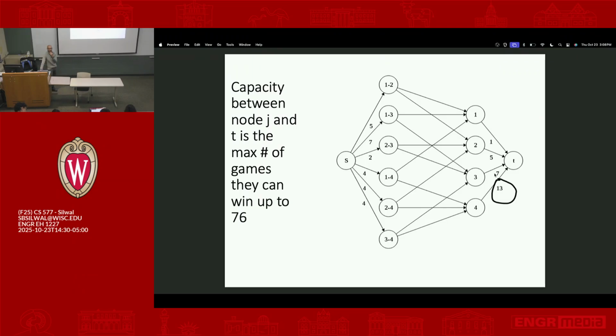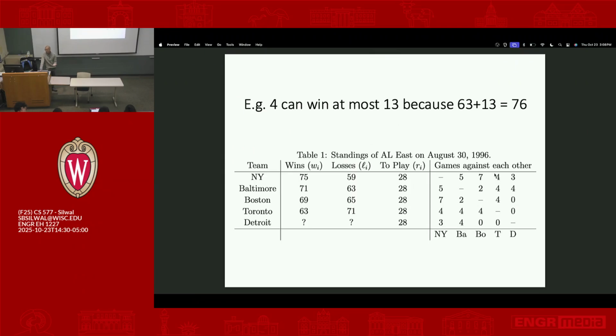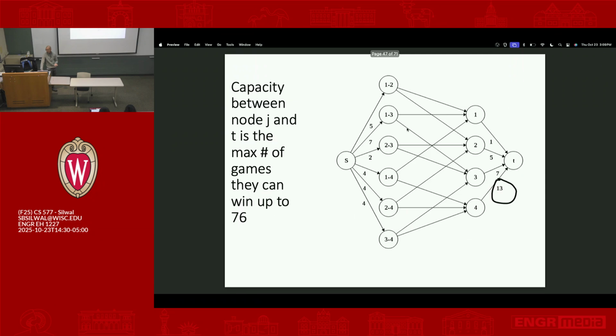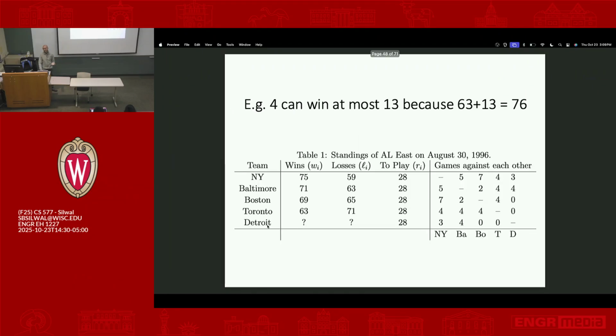Any questions? So it's pretty much like this assignment problem. Now we just run flow. Like, how did this number come up? Well, Toronto already has 63, and we know Detroit can only get up to 76. So it had better have this capacity of 13, because if it was somehow getting 14 wins, it would already be way more than what this team can get.